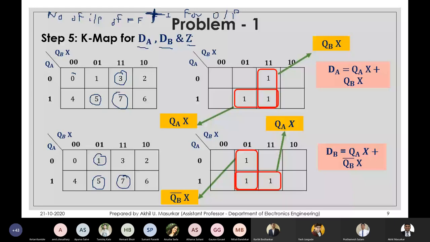Hello, sir. Yes. Sir, this is Prathamesh. Before the interruption, I think you were calling out my name. Even I was having network issues. My call was being dropped. Okay, so maybe you can tell us the answer for Z. No problem.